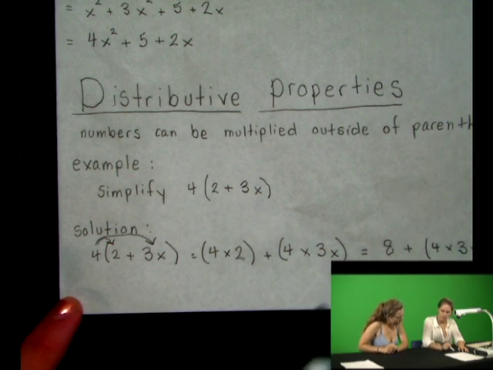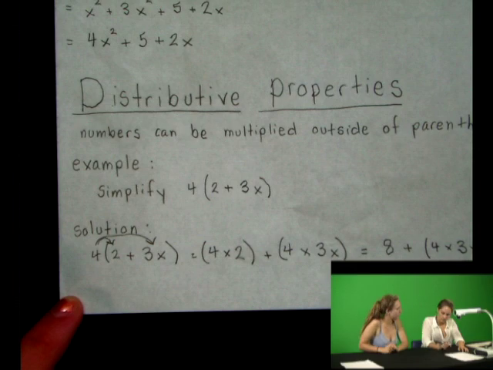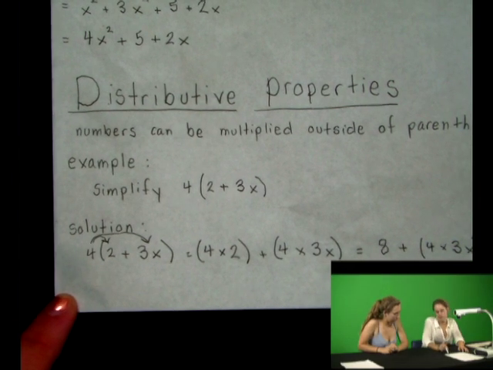And what is that going to get you? Well, the first part you get 8. And then when you multiply 4 times 3x, you're going to get 12x, right? Yeah, so our final answer is going to be 8 plus 12x. Okay.